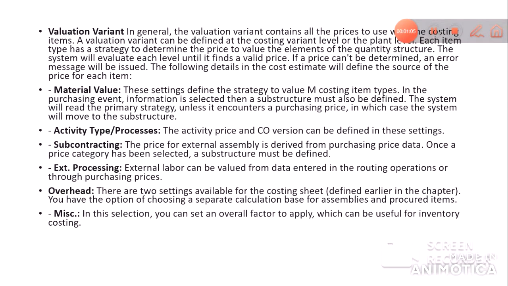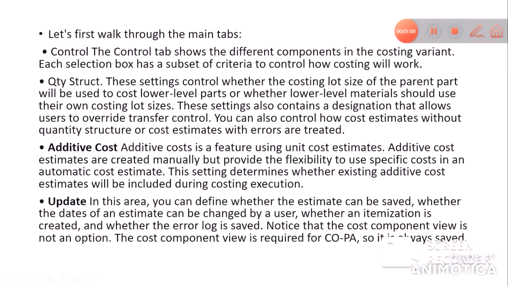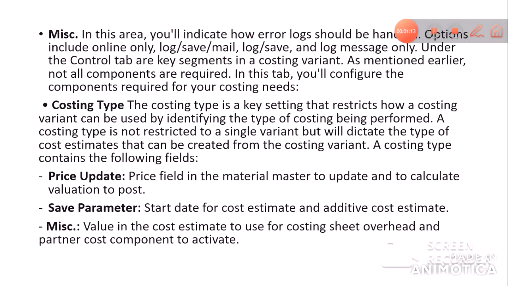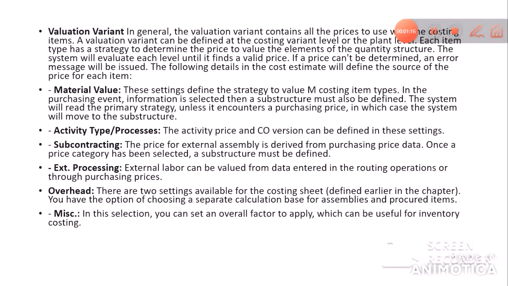So valuation variant. If we see this, costing type is done, which is in the yellow highlighted box, and now we are in valuation variant. In general, the valuation variant contains all the prices to use with the costing items. A valuation variant can be defined at the costing variant level or the plant level. Each item type has a strategy to determine the price to value the elements of the quantity structure.